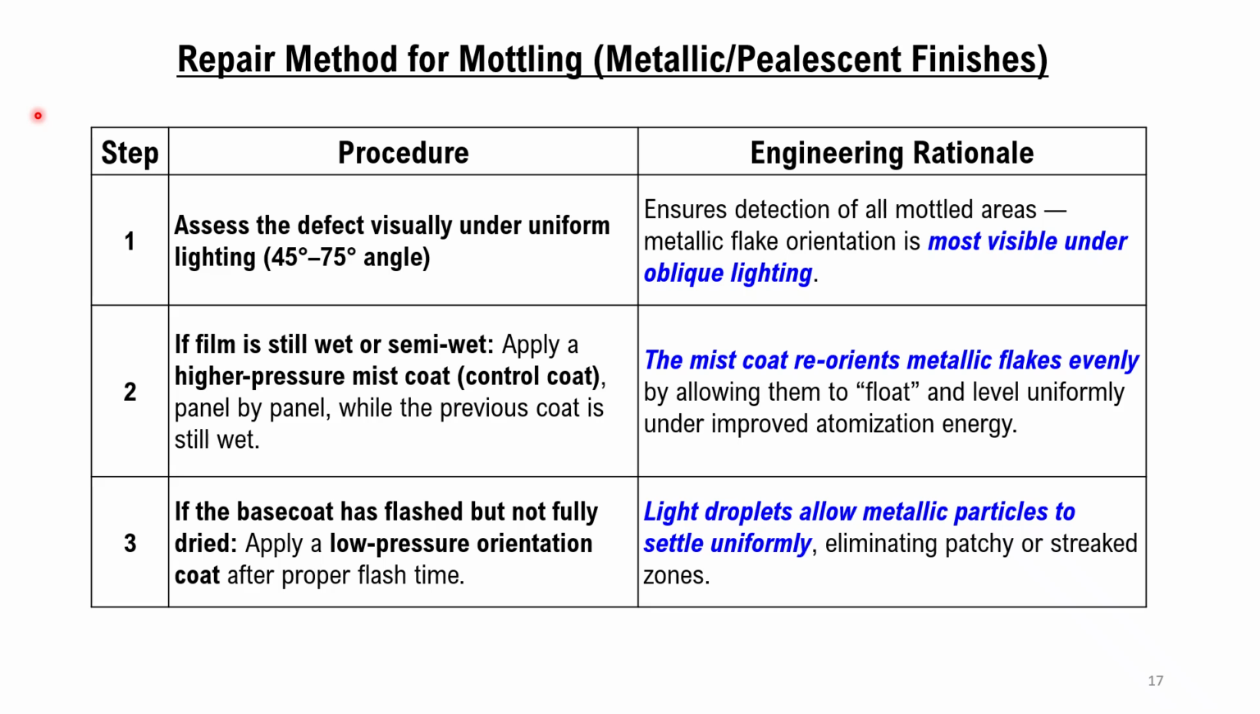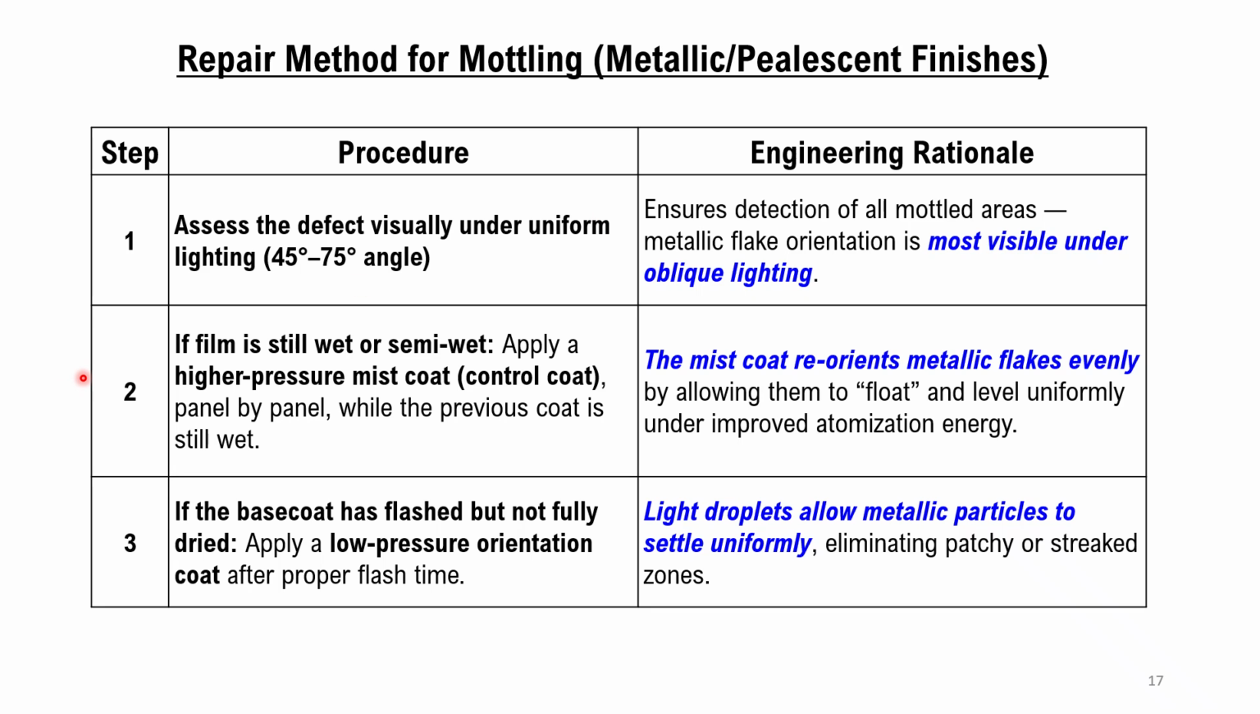Now, coming to the repair method for mottling, let us start with step 1. Assess the defect visually under uniform lighting, that is at 45 degrees to 75 degrees. Ensure detection of all mottled areas. Metallic flake orientation is most visible under oblique lighting.